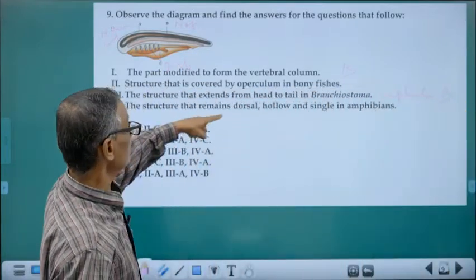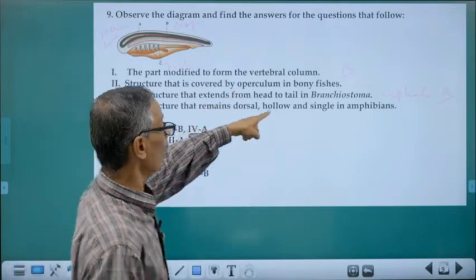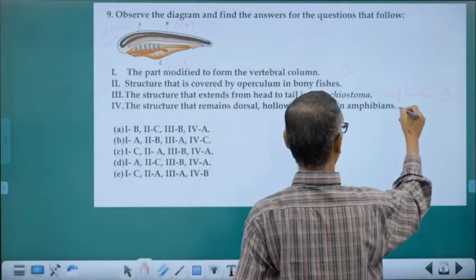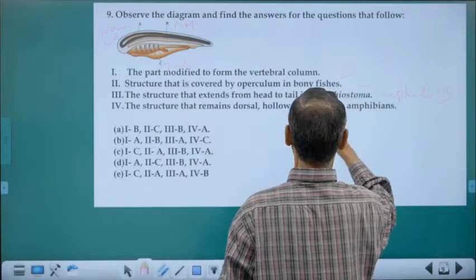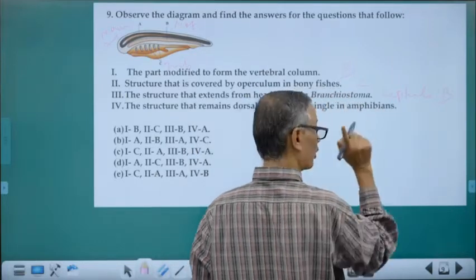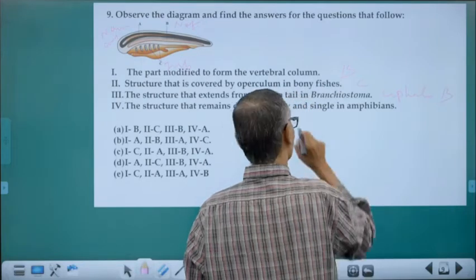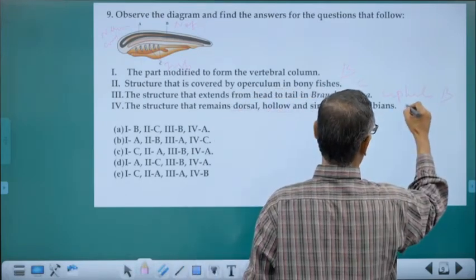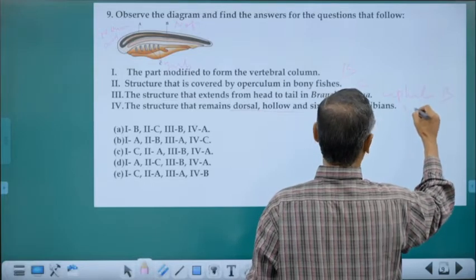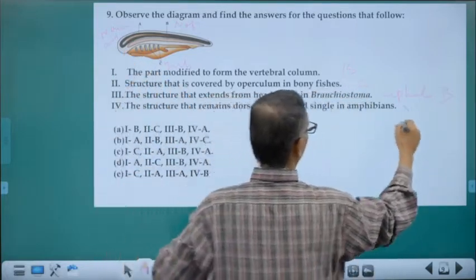Structure that remains dorsal, hollow and single in amphibians. In chordates, it is nerve cord, dorsal and hollow. Vertebral column can be dorsal but cannot be hollow. So this is nerve cord or nerve tube, spinal cord. So nerve tube is marked here as A.